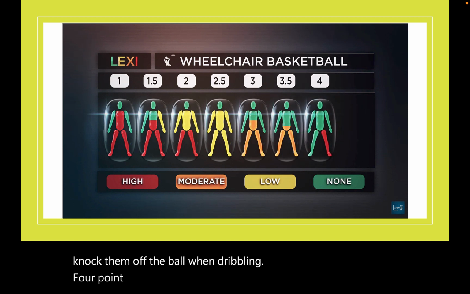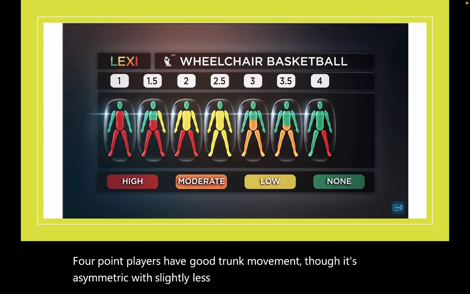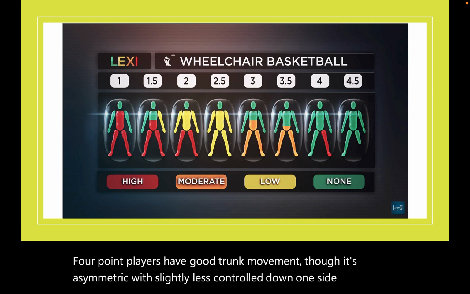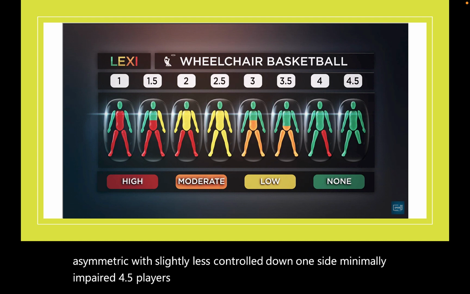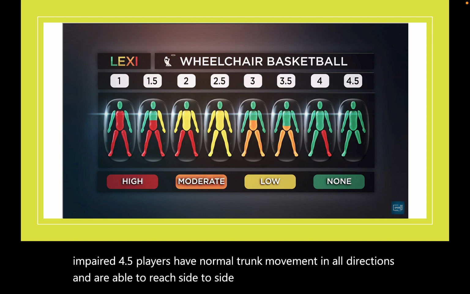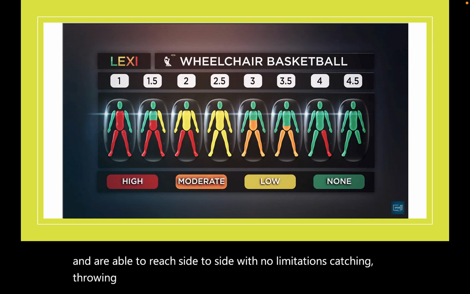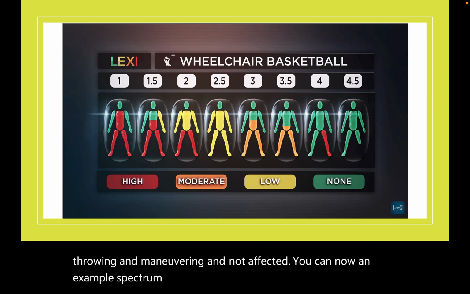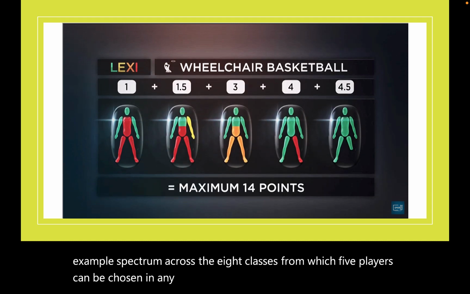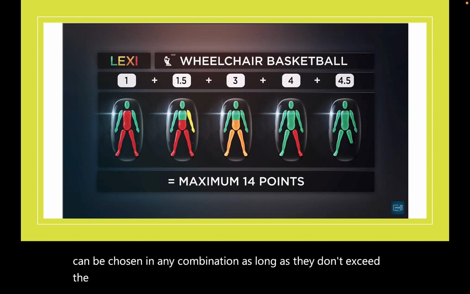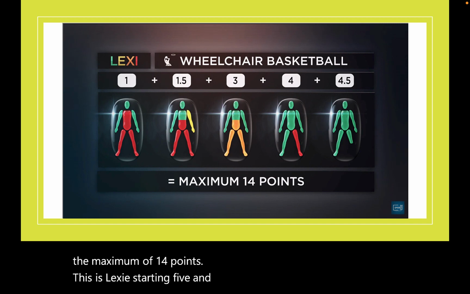4-point players have good trunk movement, though it's asymmetric, with slightly less control down one side. Minimally impaired 4.5 players have normal trunk movement in all directions and are able to reach side to side with no limitations. Catching, throwing, and maneuvering are not affected. You can now see an example spectrum across the 8 classes, from which 5 players can be chosen in any combination as long as they don't exceed the maximum of 14 points. This is Lexi's starting 5 and makes for a good team choice.